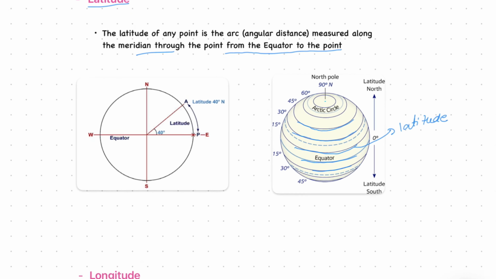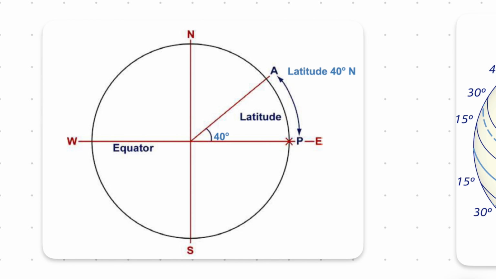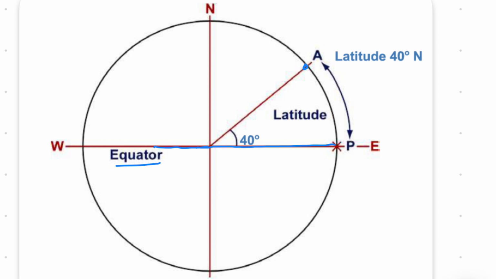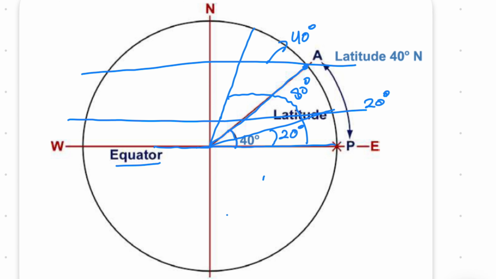But if we go according to the definition, if we take an arc or an angle and we take our equator as a reference, and we take it to the point on our Earth's surface, this will make an arc of 40 degree. So this latitude will be our 40 degree latitude. If we make an angle like this, suppose 20 degree, this is our latitude of 20 degree. And if we make an angle of, suppose, 80 degree, this will be our latitude of 80 degree.